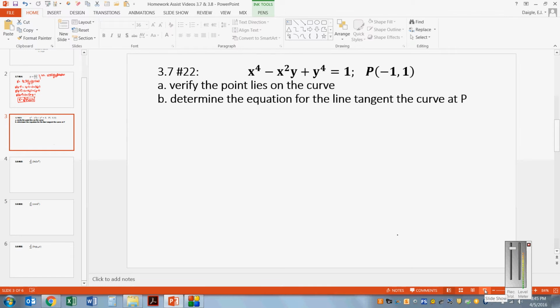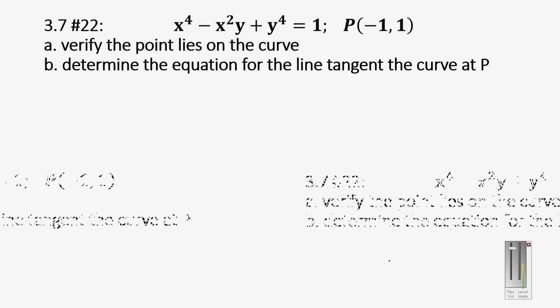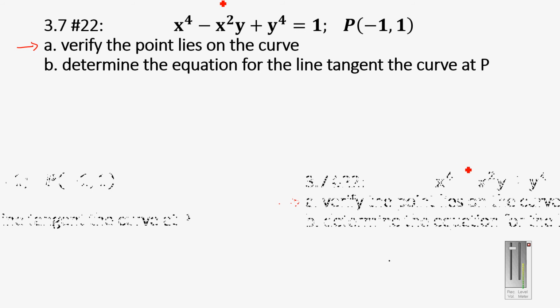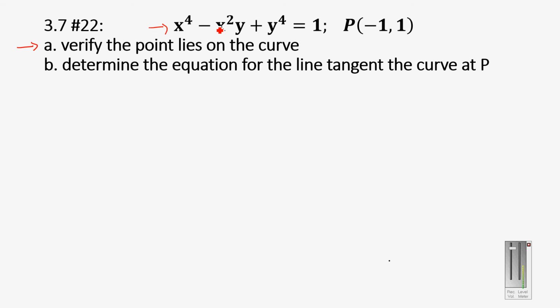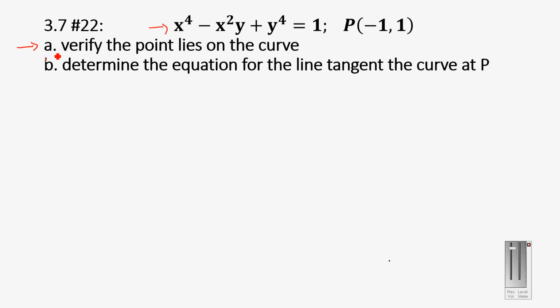All right, so let's take a look at something that's a little bit more difficult. 3.7, number 22. They give us this curve, x to the fourth minus x squared y plus y to the fourth equals 1, and then they give us a point on that curve, or supposedly a point on that curve. They actually ask us to verify that point is on the curve.